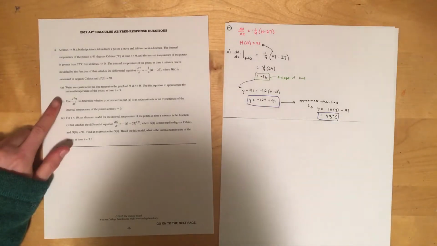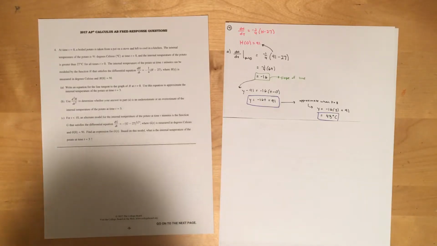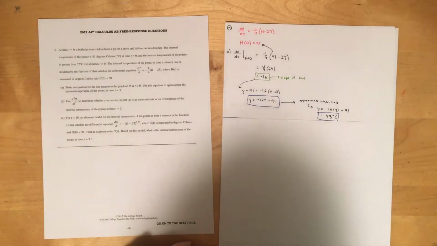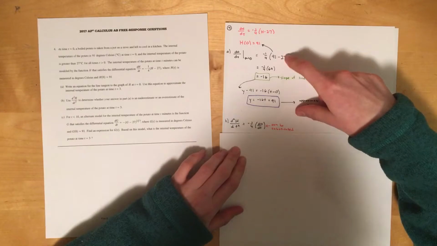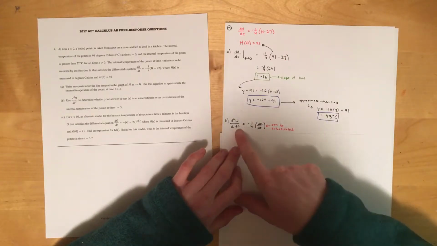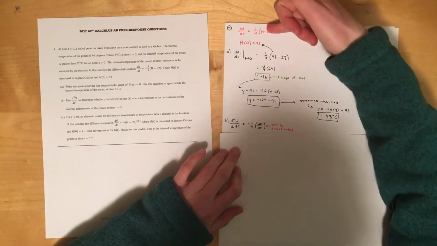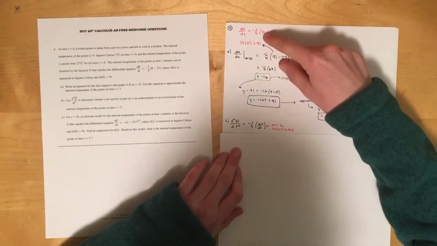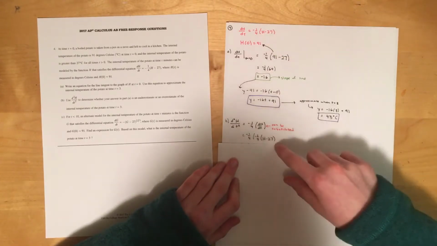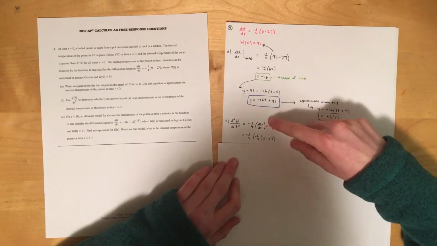Now B asks, use d squared h over dt squared to determine whether your answer in part A is an underestimate or overestimate of the internal temperature of the potato at time t equals 3. So basically all we have to do is find the derivative of this. The derivative of this is simply negative 1/4 times, since it's h minus 0, it's just dh over dt. And since we already know what dh over dt is, it's just negative 1/4 of negative 1/4 of (h minus 27).